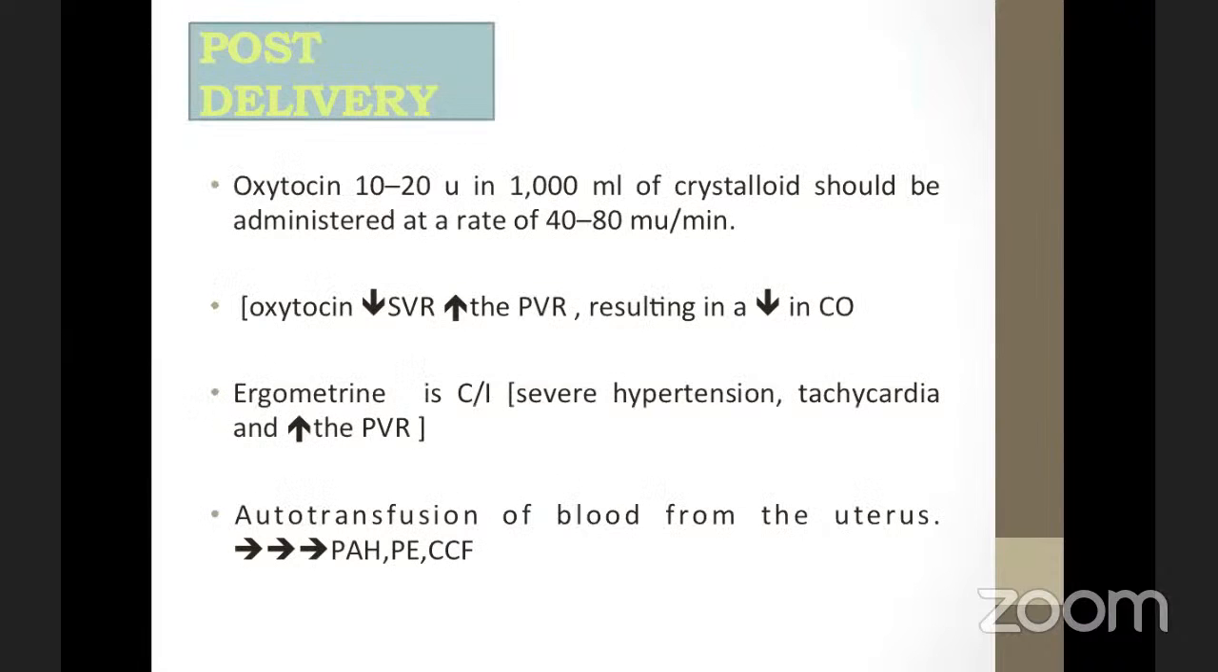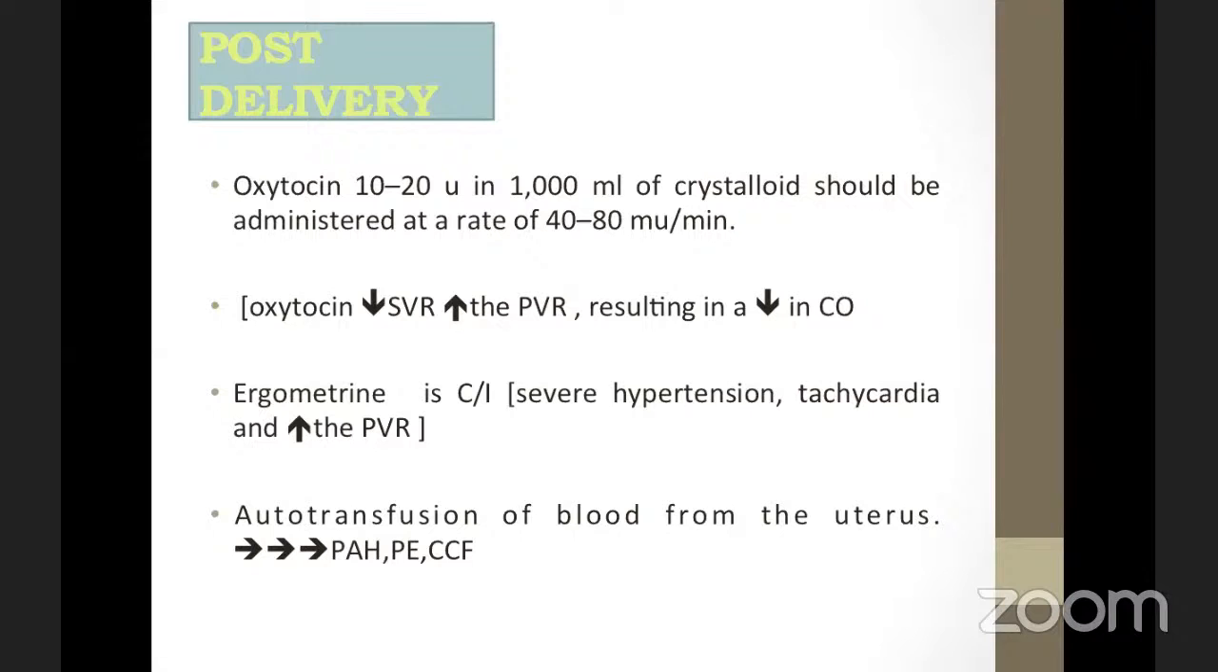Post delivery, give oxytocin, not as a sudden bolus. Start with a small dose over 5 minutes, and put the rest in 1000 ml crystalloid and give it over 40 to 80 minutes. One has to be careful with oxytocin because it decreases the systemic vascular resistance and increases the pulmonary vascular resistance, thereby decreasing the cardiac output and increasing the pulmonary artery hypertension. That's why you have to give it as a slow infusion.